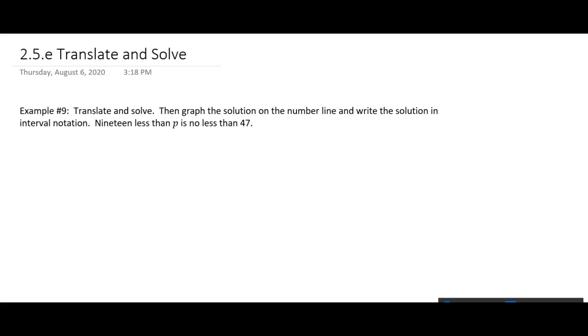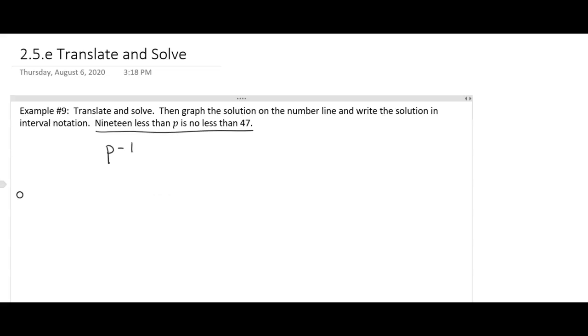So now they want us to translate and solve. So example 9, translate and solve. Then graph the solution on the number line and write the solution in interval notation. Okay, so here's what they want us to translate, this statement right here. 19 less than p, so it's going to be p minus 19, because it's a less than.